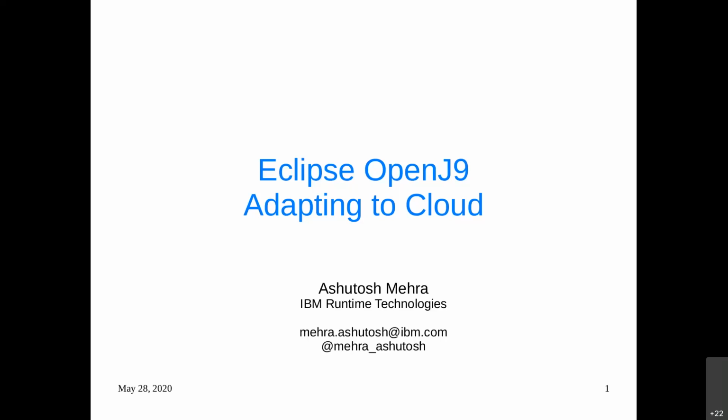So before we start, a brief intro about myself. I've been working with IBM in runtimes technologies for the past 11 years, and I have previously worked on IBM J9 virtual machines and contributed to various components like shared class cache, port library, and cloud optimizations. And right now, I'm contributing to the Eclipse OpenJ9 project and working in the JIT team.